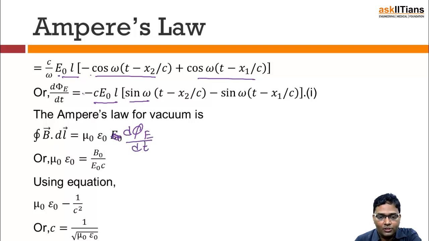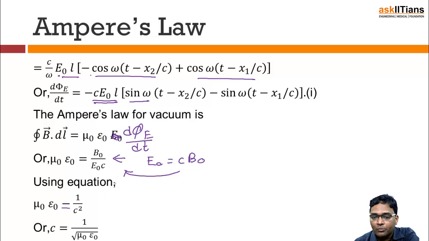So using this expression, if I just compare the two expressions, here you see c E naught L, and from there you get B naught into L. If I just use these two expressions, I'll get something like this. So E naught by B naught, I already know that E naught is equal to c times B naught. If I substitute it here, effectively I'll get E naught as c B naught, so B naught and B naught go off, and you are left with just 1 by c square.